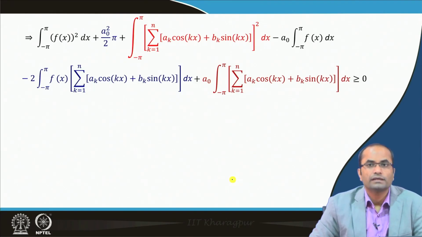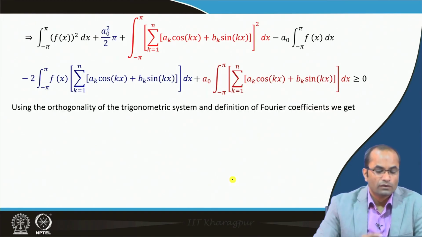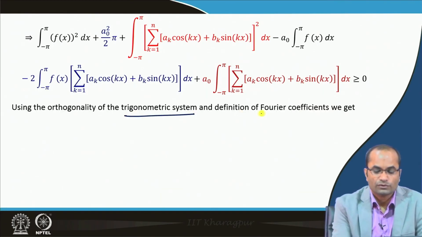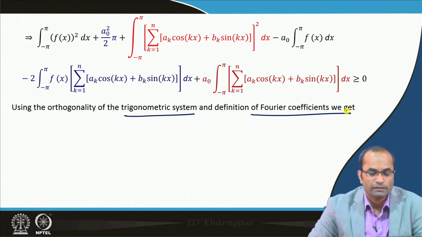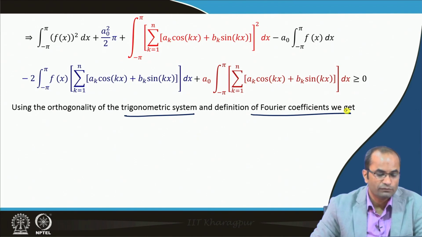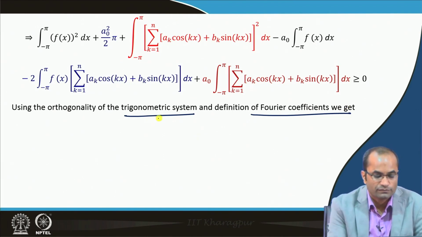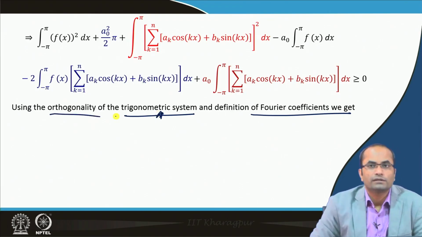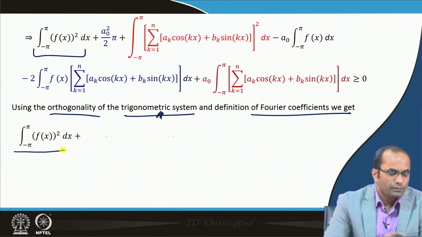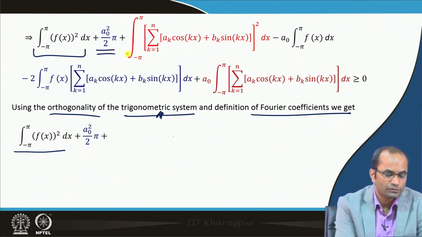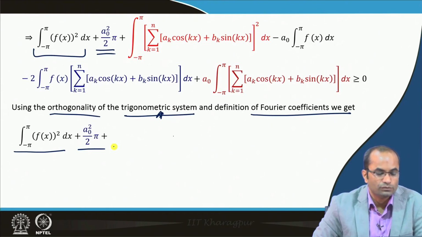Having this inequality, we will now make use of the orthogonality of the trigonometric system and also the definition of the Fourier coefficients. With the help of these two we will be able to arrive at the new inequality, where many of the terms will disappear because of the orthogonality of the trigonometric system. The first term will survive as it is, so we have the integral from minus pi to pi of f x whole square dx. The second term is already simplified: a naught square by 2 into pi.